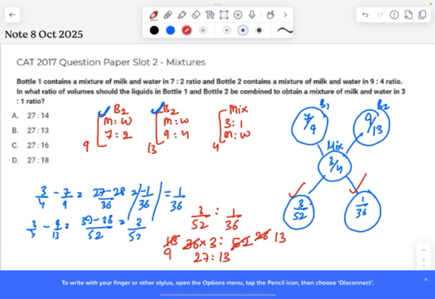Well, this was one of the ways. And if you want to go by water, you can also solve this by water. Let's solve this again using water.